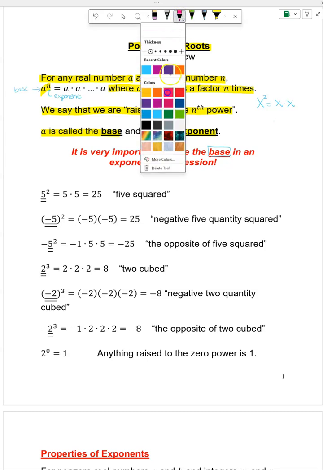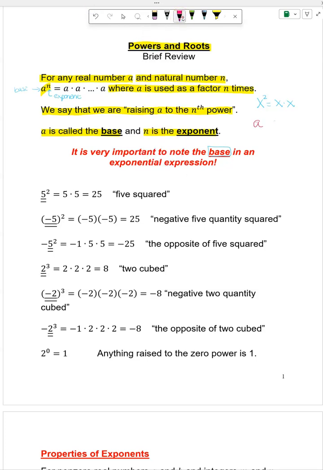What if we have a cubed? What does that tell us? Well, that tells us that we're going to have 3 a's, right? But the exponential expression is this, right? It's a base raised to a power. That is the exponential expression. So when you have one like this, you need to pay close attention to what your base is.